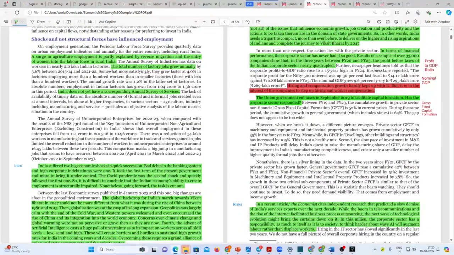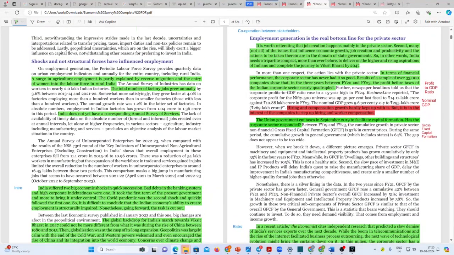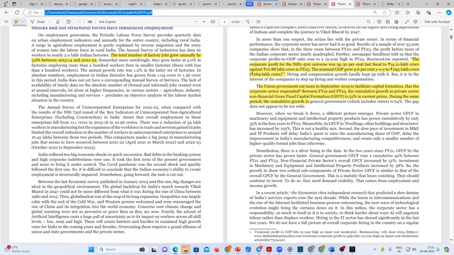So whatever you have failed to notice in your first reading, so let's say in your first reading you did not notice this particular concept called gross fixed capital formation, right? So let's say you have not noticed this when you read the first time, but now when you read the second time, definitely you will come to notice it here. Gross fixed capital formation is 52% in current prices. So this is also one other layer of learning. Learning has to happen layer after layer.